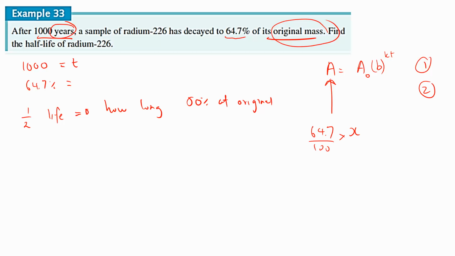So what they've actually said is 64.7% of A naught. That's what it's really saying. Or alternatively, you could say 0.647 A naught. That's what your final amount is. Okay, so the final amount A is 64.7% of the original. Does that make sense? Yeah, the original I don't know. I don't know how much the original is.